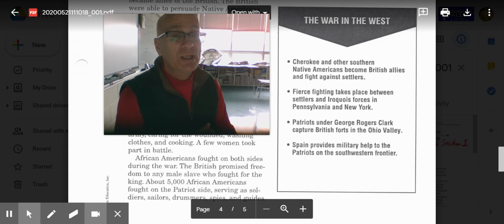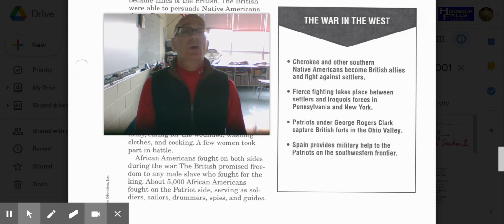Fierce fighting will take place between settlers and Iroquois forces in Pennsylvania and New York. Also, patriots under George Rogers Clark capture British forts in the Ohio Valley. George Rogers Clark is able to lead a group of patriots capturing British forts in the Ohio Valley.